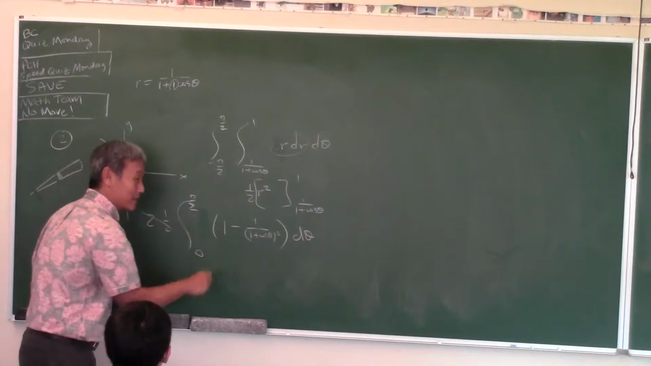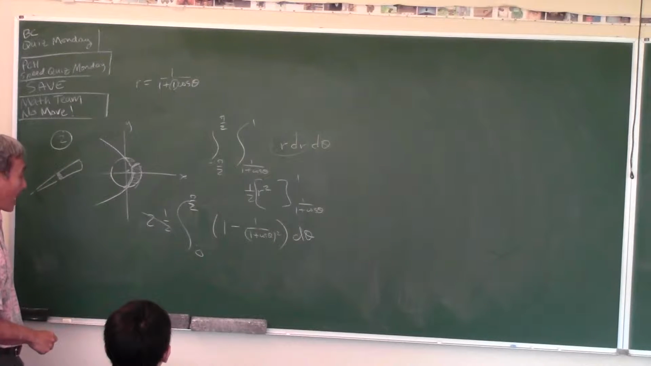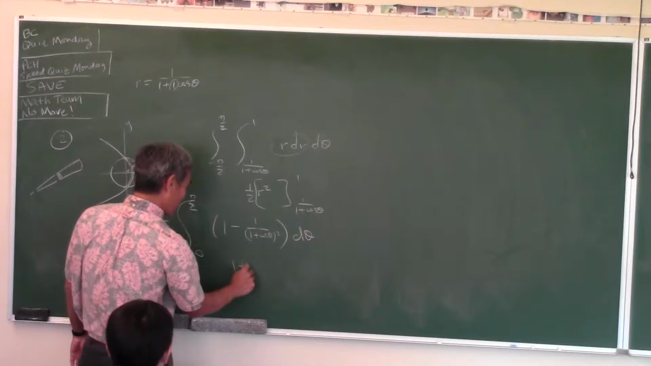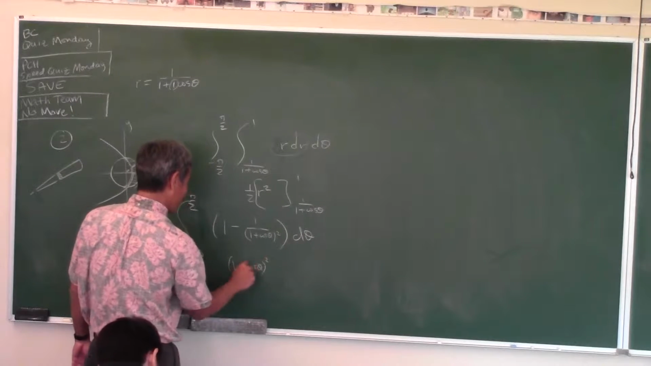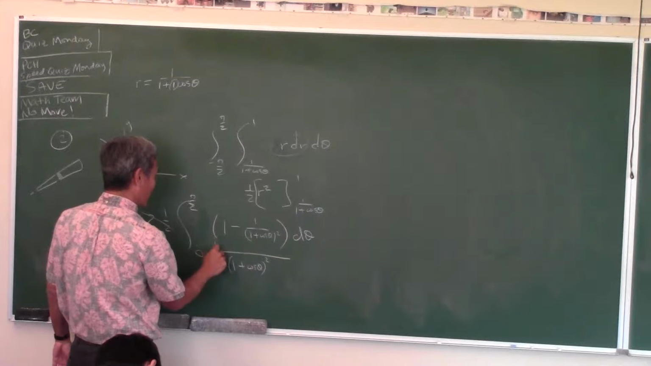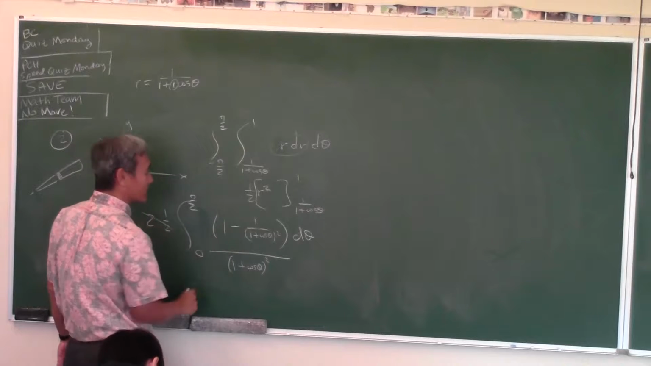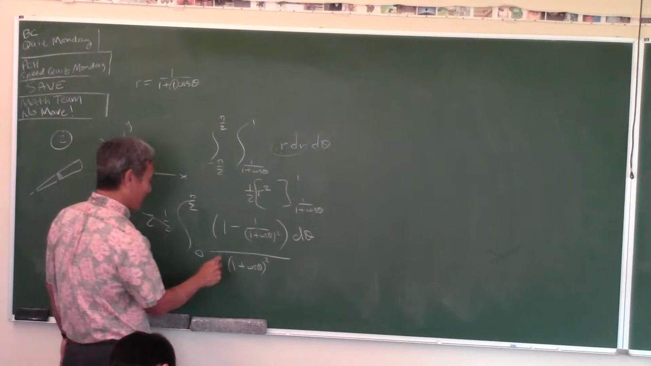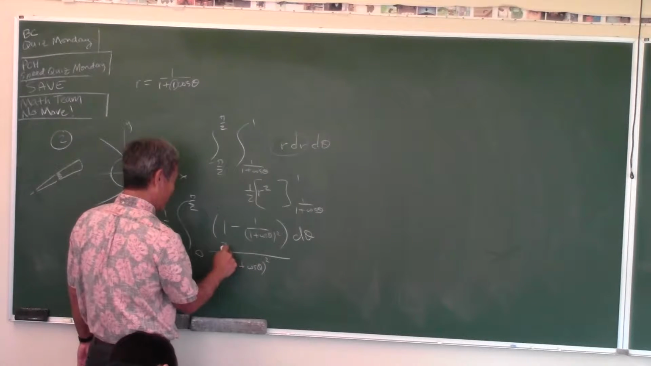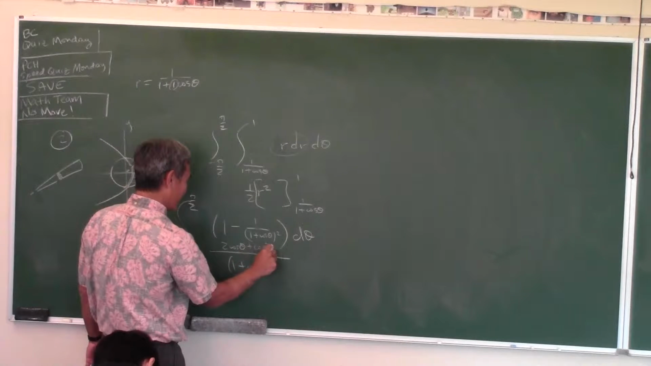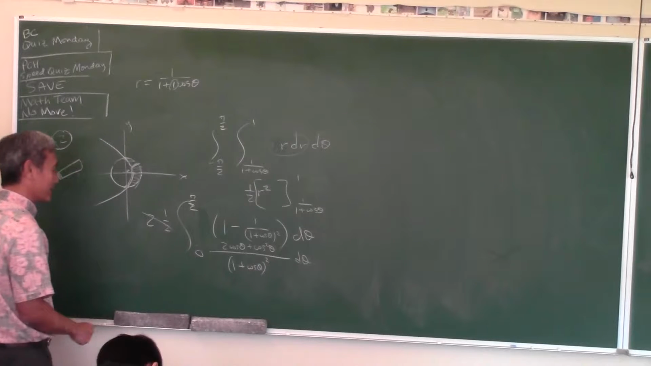Now, how do you integrate this? This is the problem. What should I do? Trig substitution? No, it's already trig. Combine. Make a least common denominator. So 1 plus cosine theta quantity squared in the bottom. What's going to go on the top? 1 plus cosine. If you multiply out the top and subtract the 1, what's left on the top? Cosine squared theta minus 2 cosine theta plus cosine squared theta, and then d theta. Okay, so that's our integral now.